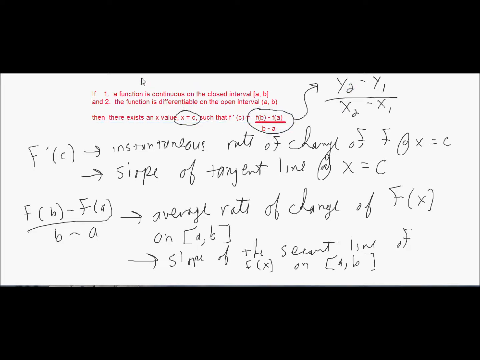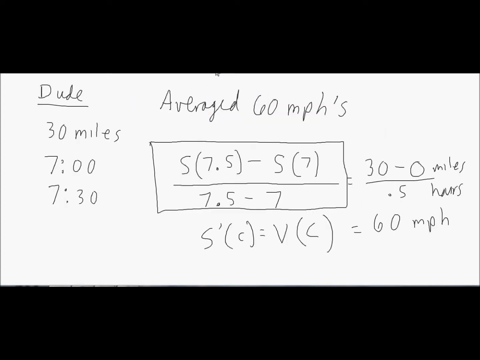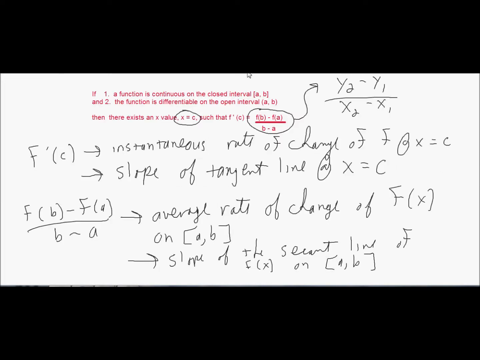And honestly, the value theorems in general, the intermediate value theorem, extreme value theorem, and the mean value theorem, are all fairly simple. It should make sense that if he averaged 60 miles an hour, that at some point in time, he must have done 60 miles an hour. There's nothing really crazy about that. The problem is when we turn it into all those math terms, it gets a little funky.